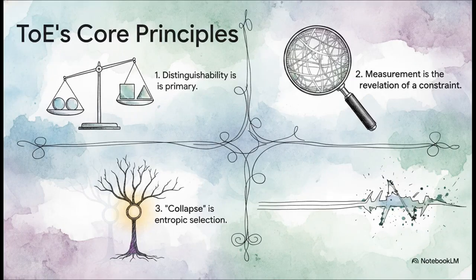So let's just quickly recap the foundational principles of this theory. First, distinguishability is what really matters. It's the main driver of physical effects. Second, a measurement isn't some weird magical event. It's simply the act of revealing a constraint that was already there. Third, that mysterious quantum collapse, that's just the system making a logical choice, an entropic selection based on the new landscape of possibilities. And finally, there's a fundamental trade-off. You can't have both distinguishability and reversibility. Once the bomb makes one path different, the original state of perfect interference is gone for good.